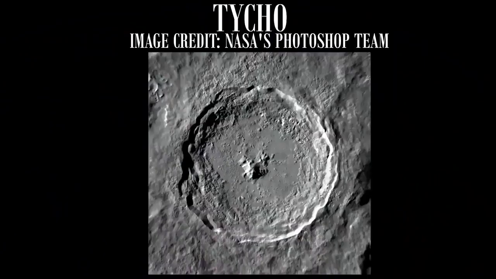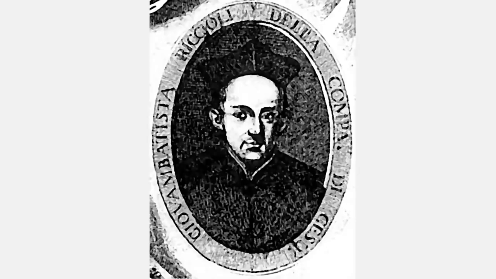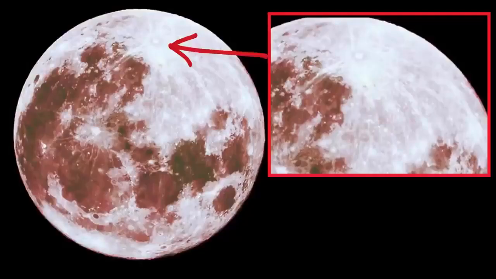The controllers have named this area Tycho. It was given this name, we are told, by Jesuit astronomer Giovanni Riccioli in 1651. If it was not for Tycho, then the controllers of our realm would have a very hard time convincing millions that they lived on a giant spinning ball. And like with everything else, they have used Tycho to hide things in plain sight.